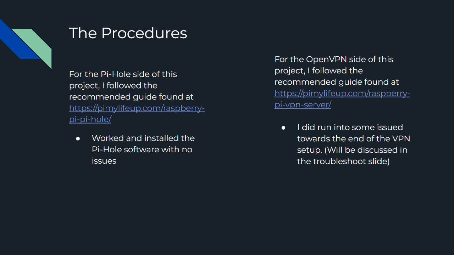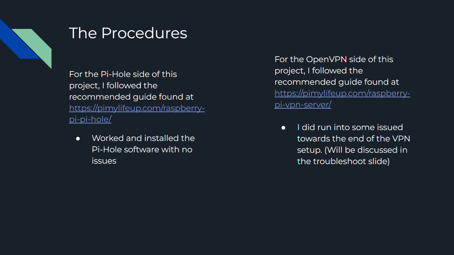For the Pi-hole side of this project, I followed the recommended guide from Pi My Life Up. The guide provided clear, step-by-step instructions that made the installation process straightforward. Using the Raspberry Pi, I was able to install the Pi-hole software without encountering any issues. The setup process included configuring the Pi-hole as the network's primary DNS server, which allows it to block advertisements and malicious domains across all devices. This smooth installation reinforced the reliability and user-friendliness of the Pi My Life Up guide.